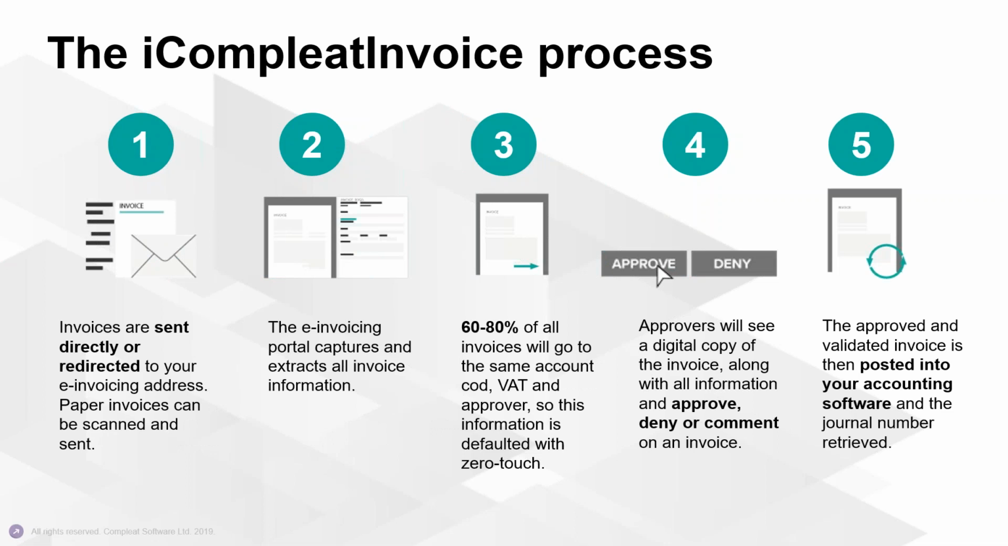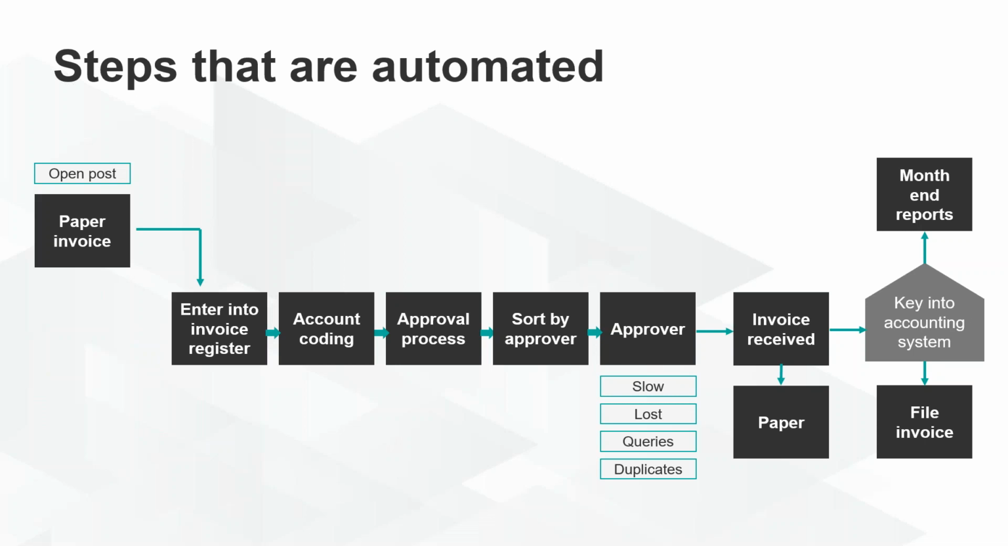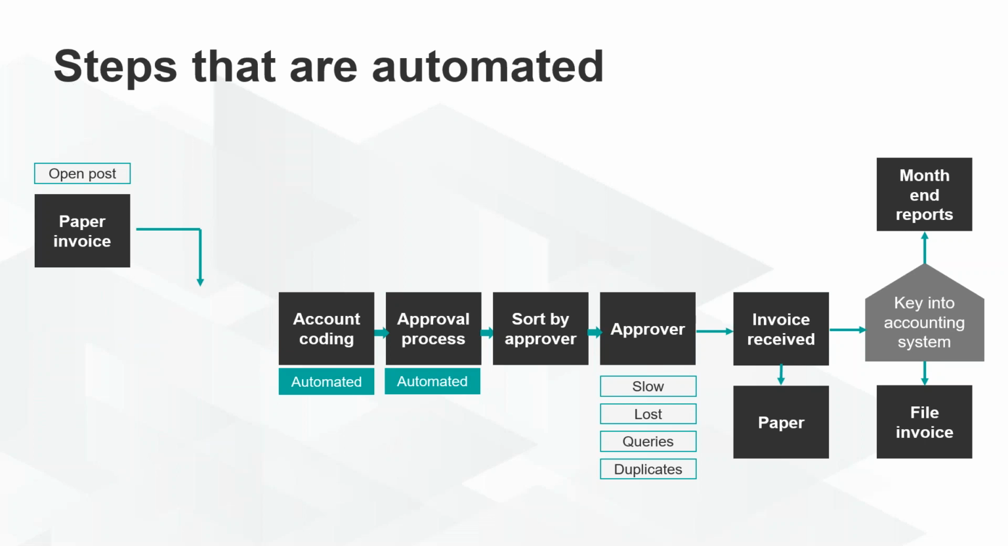This is now the point where everyone can see the invoice, both the client and you as the accountant. So the steps that we are eliminating from your existing process: no longer will the client need to print out the invoices and send to you via email. Keying into an invoice register becomes redundant. With 60 to 80% of invoices now having default account coding and approval processes, the decision making required is minimized, leaving you to handle only the exceptions.